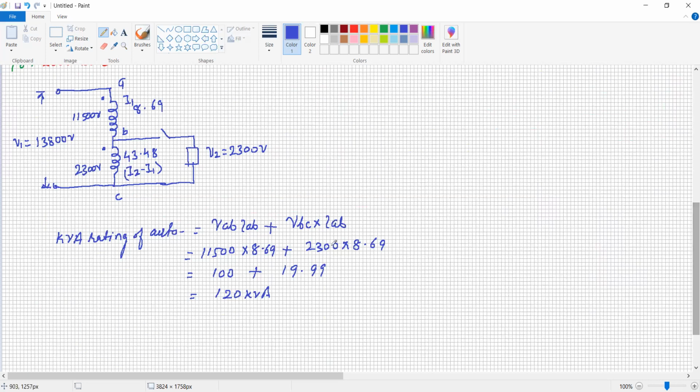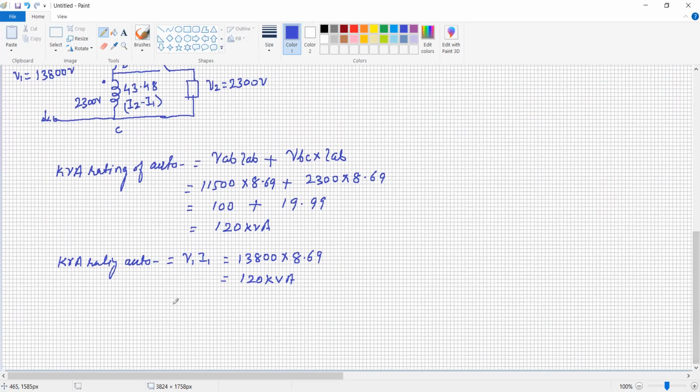Now, this is the kVA rating of the transformer. You can check by this one. kVA rating of auto transformer is equal to V1 I1. What is V1? It is 13800 multiplied by the current I1, which is 8.69. So again, it will give 120 kVA.